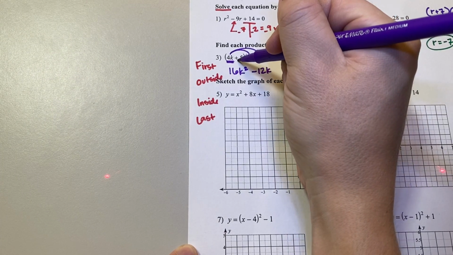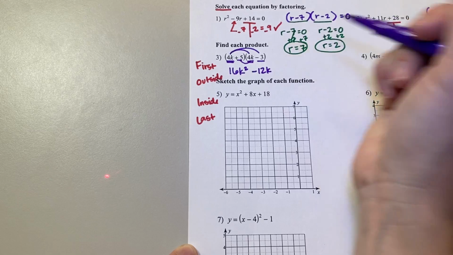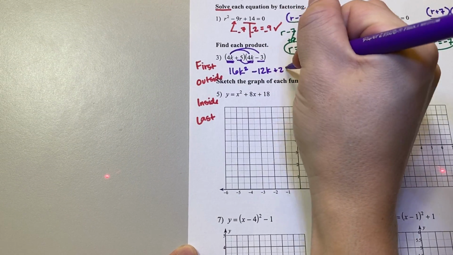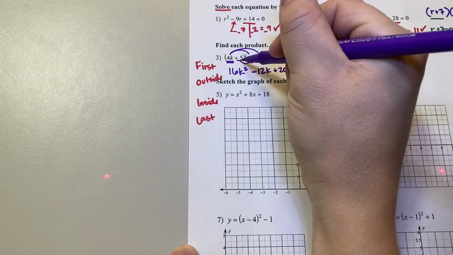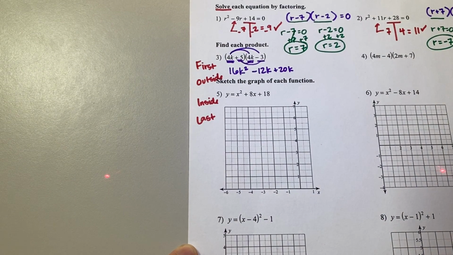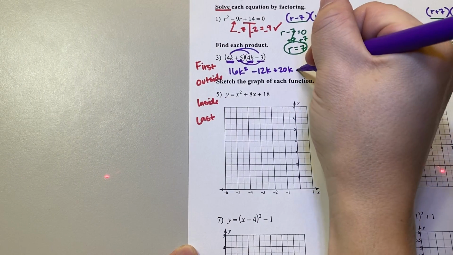I stands for inside, so 5 times 4k. Connor? 20k. Love it. And L, 5 times negative 3. Connor? Negative 15. Love it.